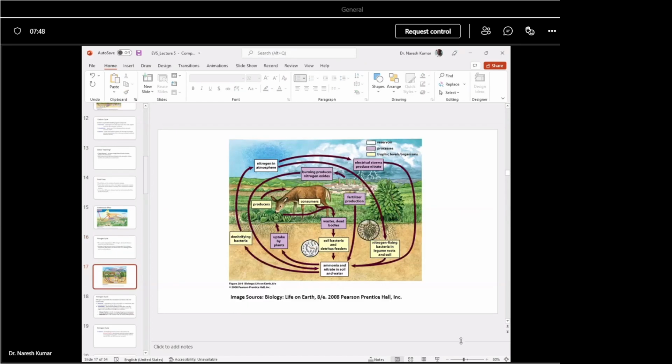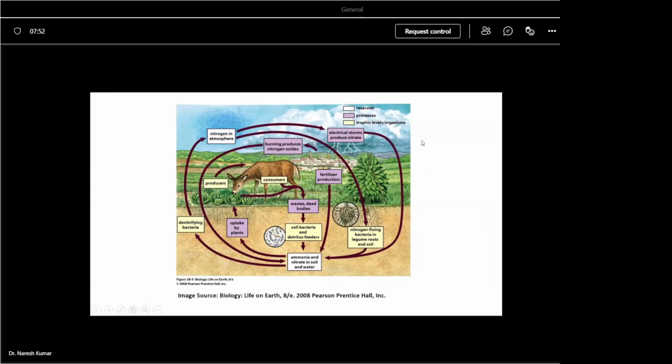So this is the nitrogen cycle diagram, where we have reservoirs in white, processes in purple, and trophic levels in yellow. What are the reservoirs of nitrogen? It is in the atmosphere. And these days we also have fertilizers, which we are producing in the industries. Can you show the industrial previous slide once again?